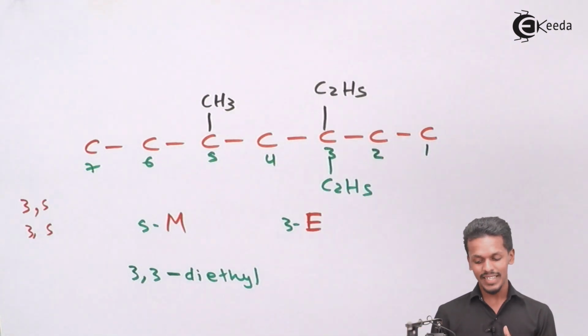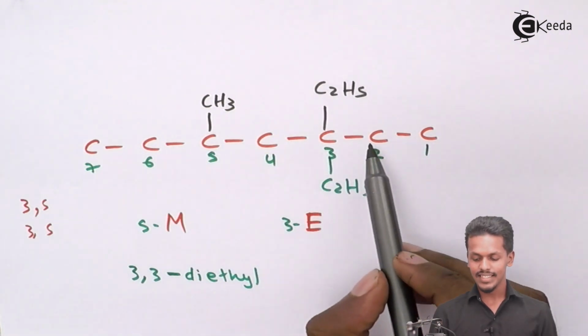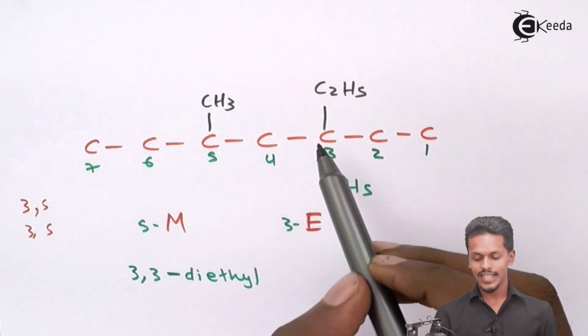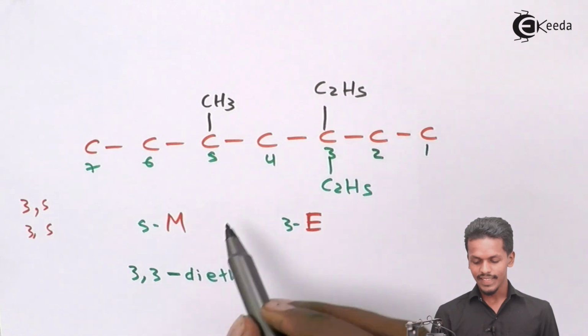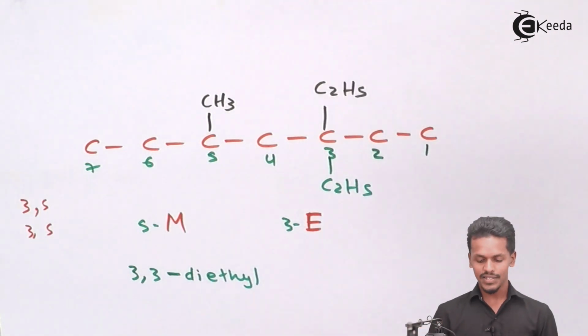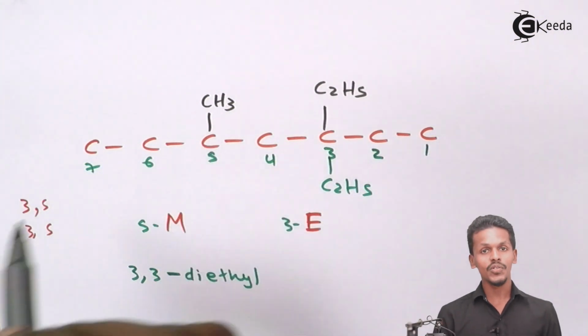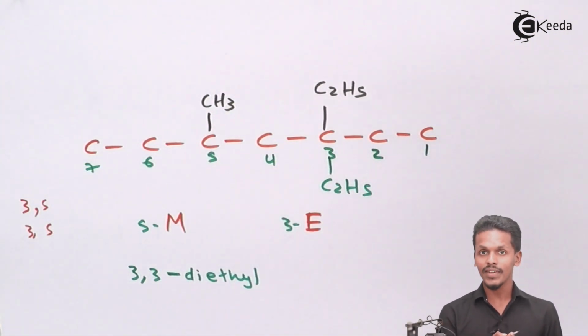Suppose this is an example that we have to name. In this case there is an ethyl on the third position, and again an ethyl on the third position, and these two are expressed here as 3,3-diethyl. But on the fifth position there is also a methyl group. So how can we write that?